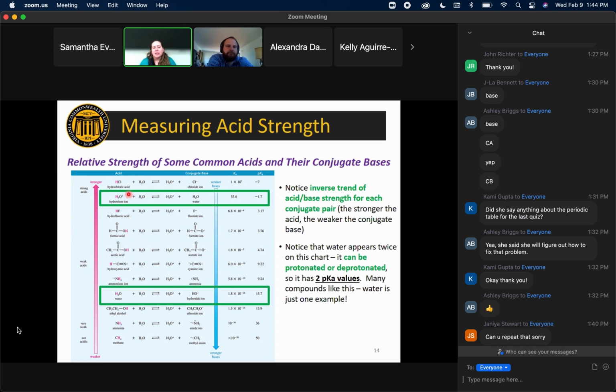And this should make sense to you, because if you look at H3O plus, it's got a positive charge on it. What does it want to do but give up a proton, get rid of that proton and go back to being a plain old stable, boring water molecule?